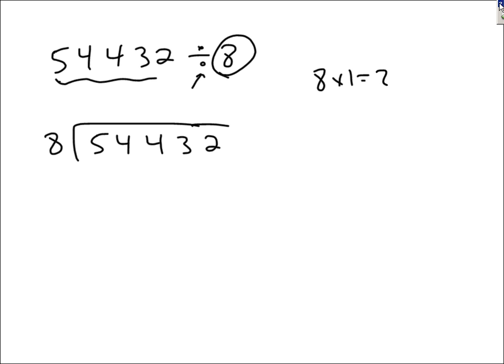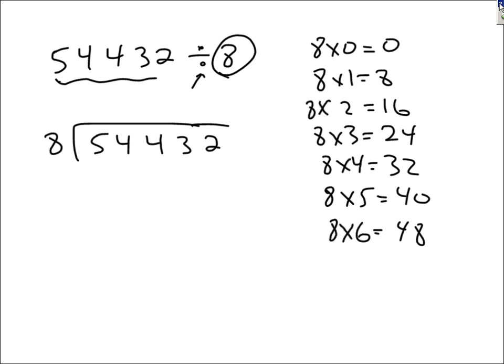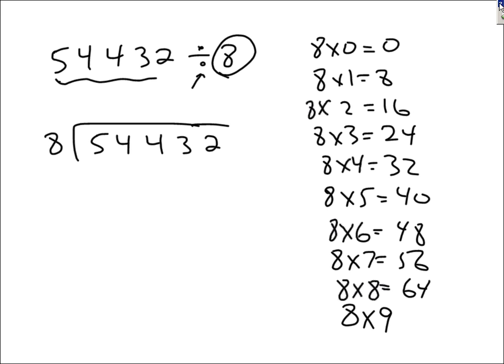8 times 1 is 8. 8 times 2 is 16. 8 times 3 is 24. 8 times 4 is 32. 8 times 0 is 0. 8 times 5 is 40. You just have to know this, whether you write it down or not. You have to know your 8 times table. Else, you can't do division. Not because you're not good at it, but because you don't know your times table.